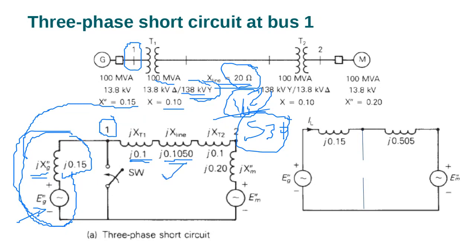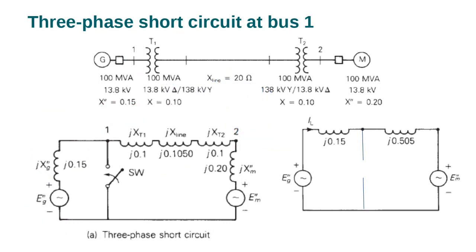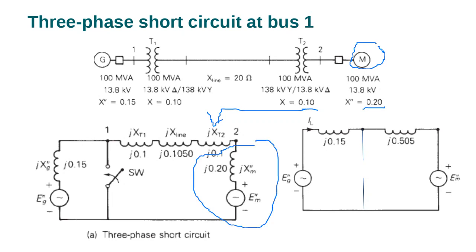Then what is this? 0.1. You will put 0.1. Very simple. You will go on 0.1 to X. And then this one here is 0.2. You will put 0.2, but this is a machine now, a synchronous motor. Therefore, you will put a voltage and the subtransient reactance, 0.2.